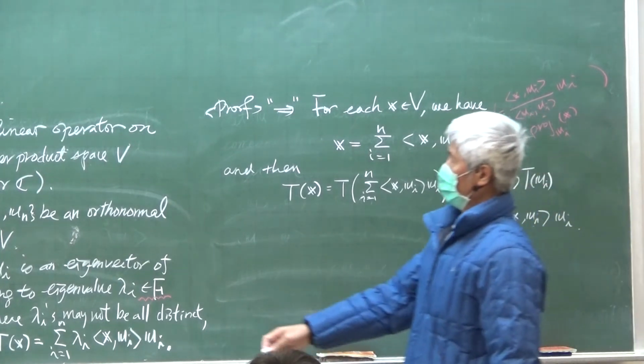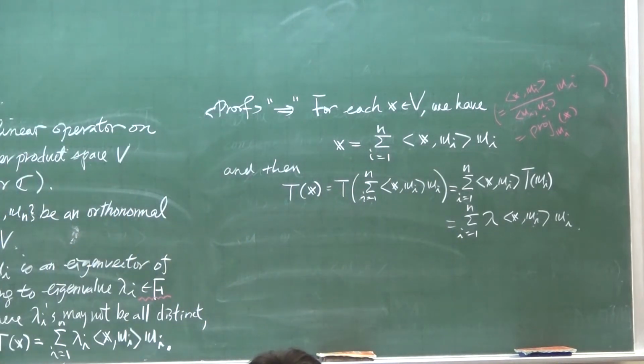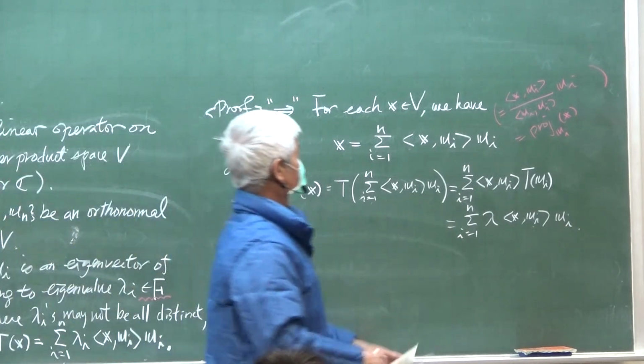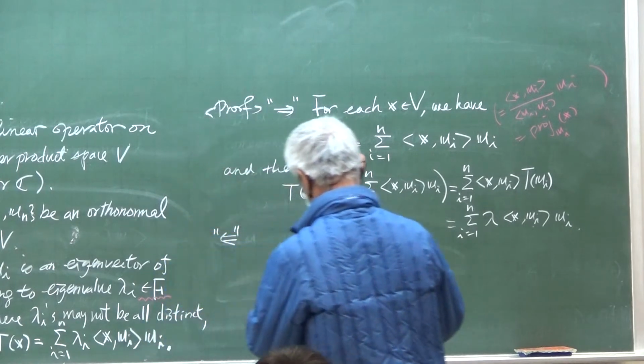Alright, so if u_i is an eigenvector of T corresponding to eigenvalue lambda_i, then we have this decomposition. So Tx is like that. Okay, now the reverse direction.